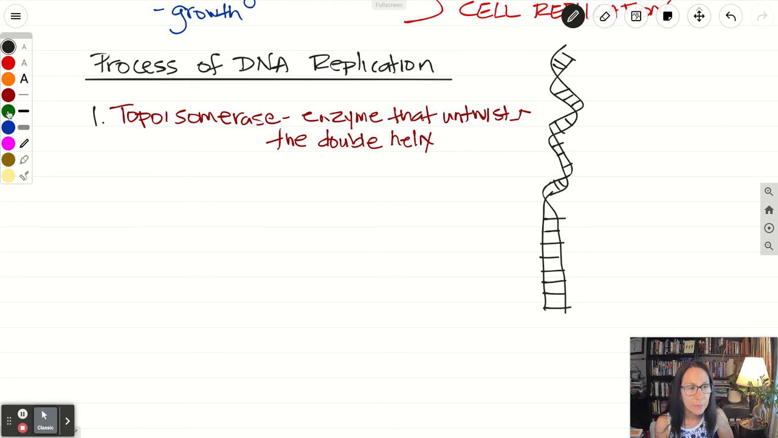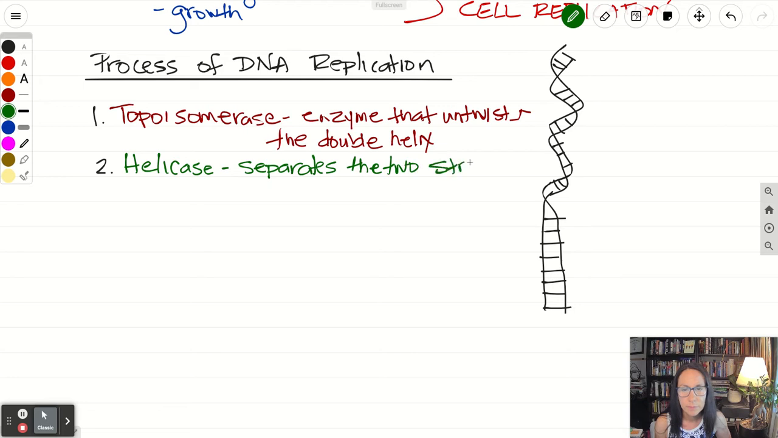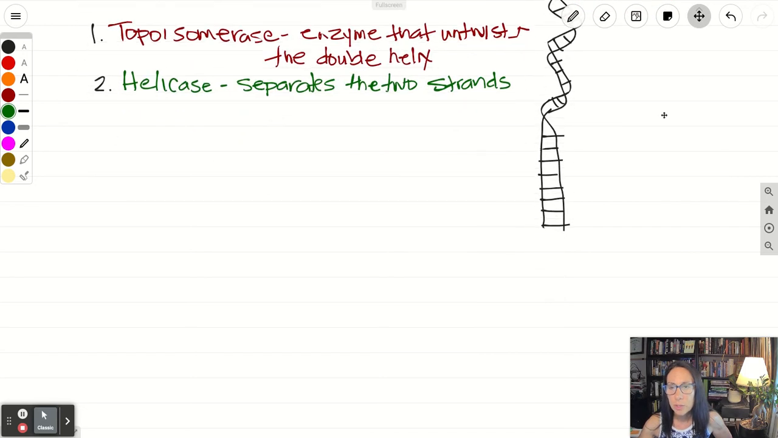Okay, the next step, step number 2, is going to be another enzyme that comes in, and it's called helicase. And the job for helicase is to separate the 2 strands apart. Helicase separates the 2 strands. Okay, and so I'm going to draw that.